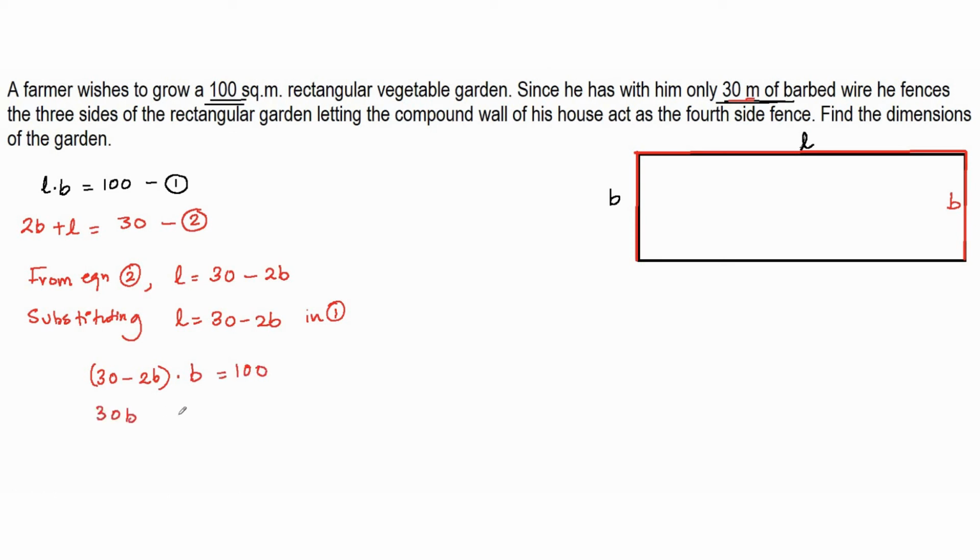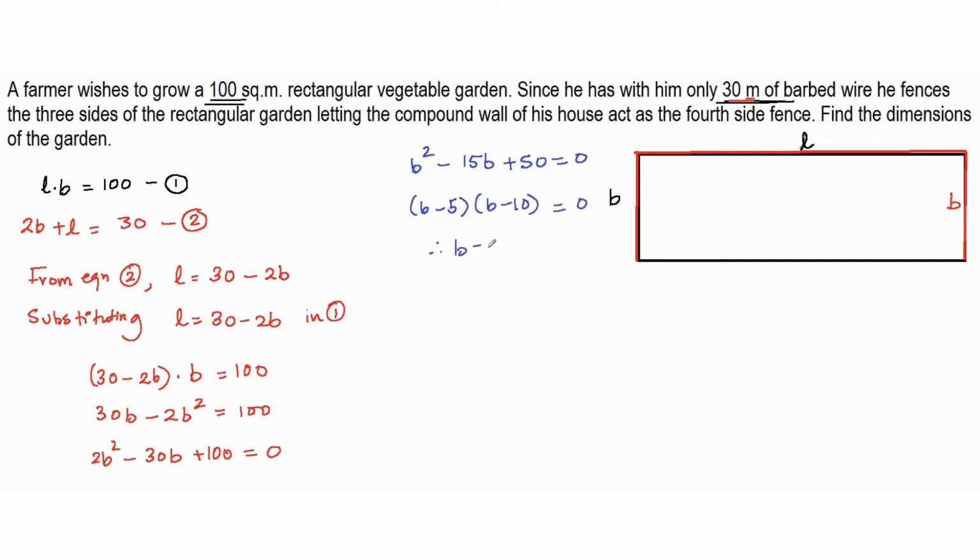So 30B minus 2B square is equal to 100, which means 2B square minus 30B plus 100 is equal to 0. Now dividing throughout by 2, we get B square minus 15B plus 50 is therefore equal to 0, which means (B minus 5) into (B minus 10) is equal to 0, and therefore B is either positive 5 or positive 10, right? So the breadth is either 5 or 10.